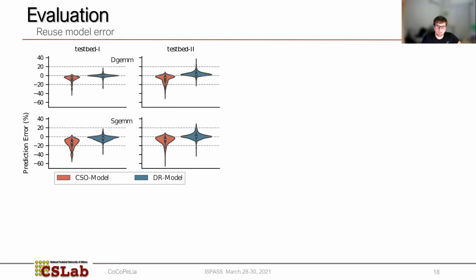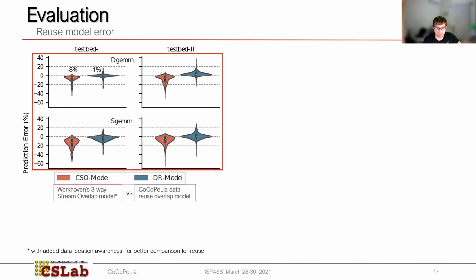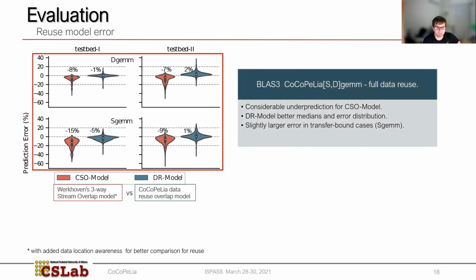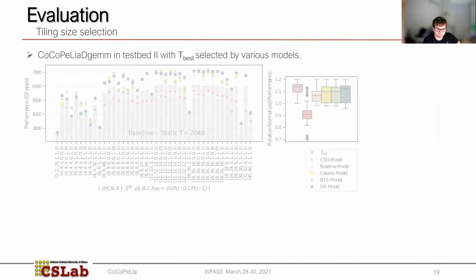Then, we evaluate the error for cases with reuse. We compare the CSO model, but now modified with added data location awareness for better reuse-related comparison, with our data reuse DR model for the CoCoPeLia implementation of dgemm and sgemm with fully utilized reuse. The CSO model underpredicts times considerably, while the DR model has much better medians and error distribution. Again, the CSO model error increases in transfer-bound cases, while the DR model has similar performance. We therefore can conclude that the CoCoPeLia model successfully captures BLAS data distribution patterns.